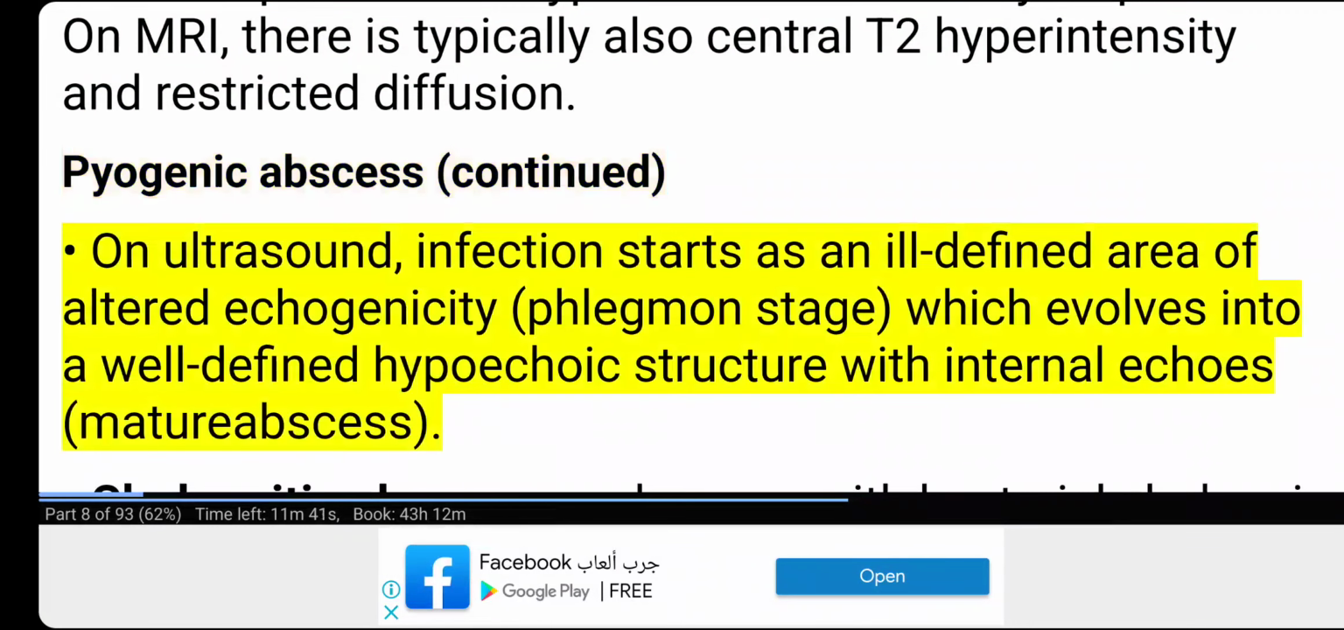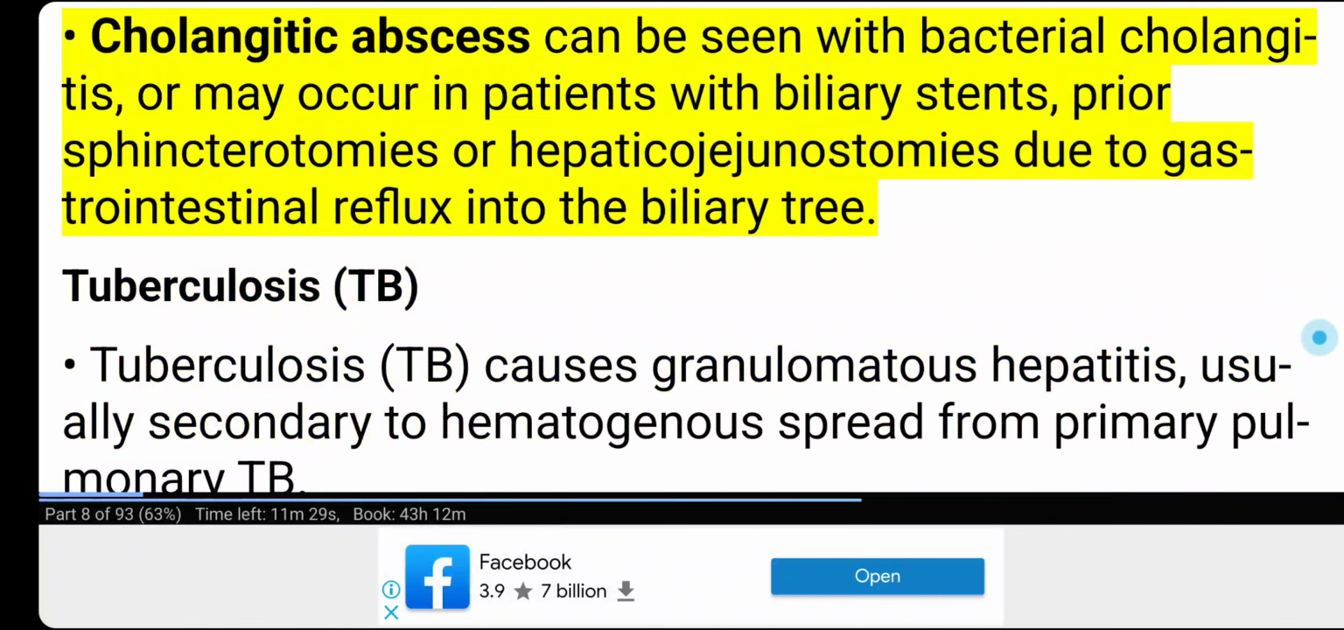Pyogenic abscess continued. On ultrasound, infection starts as an ill-defined area of altered echogenicity, phlegmon stage, which evolves into a well-defined hypoechoic structure with internal echoes, mature abscess. Cholangiotic abscess can be seen with bacterial cholangitis, or may occur in patients with biliary stents, prior sphincterotomies or hepaticojejunostomies due to gastrointestinal reflux into the biliary tree.